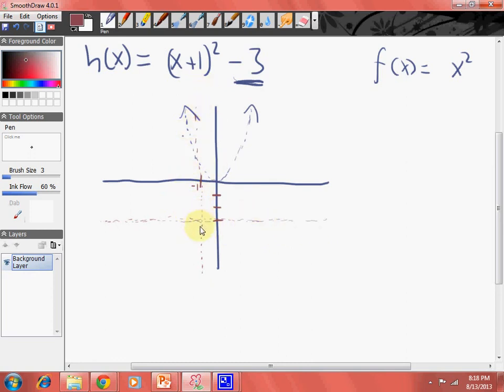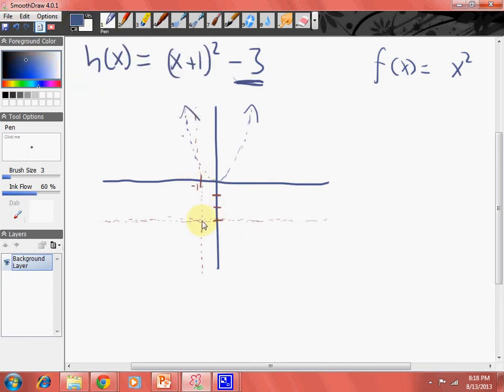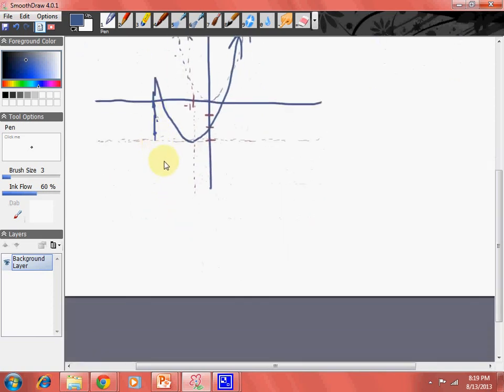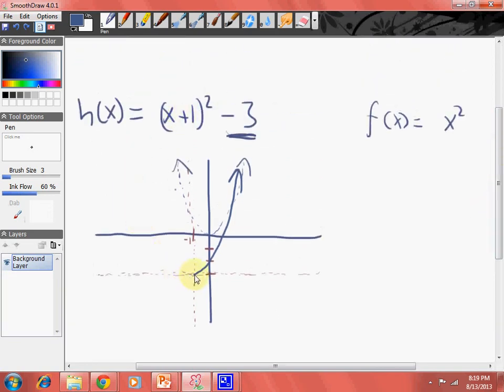Now we can draw the parent function again. And let me use a different color for this one. Bam. There we go. I think I nailed it too. Oh wow. That was terrible. And just after I praised myself, I was doing so good. And let's go up. There we go.